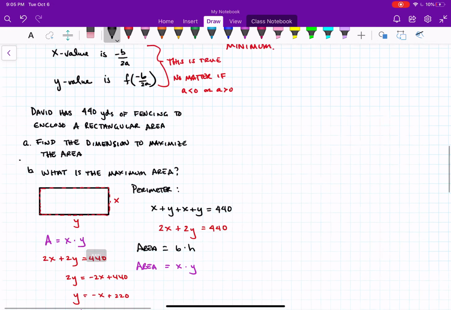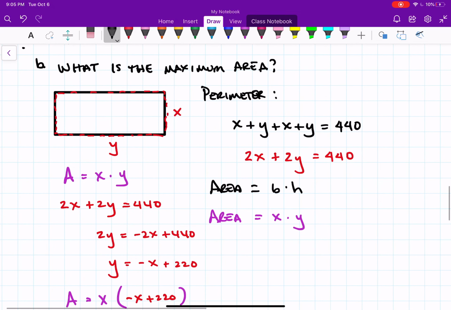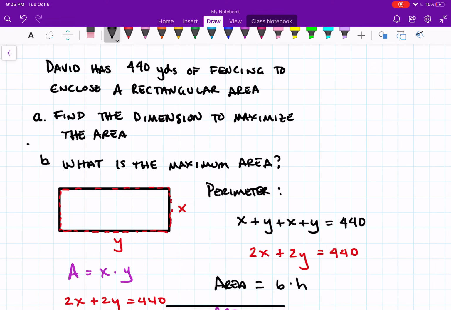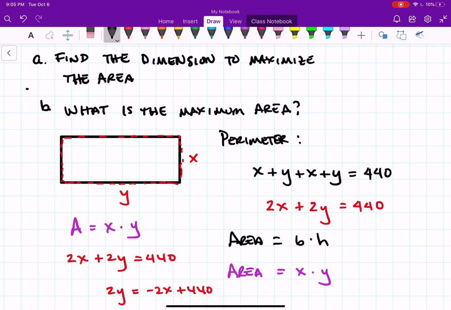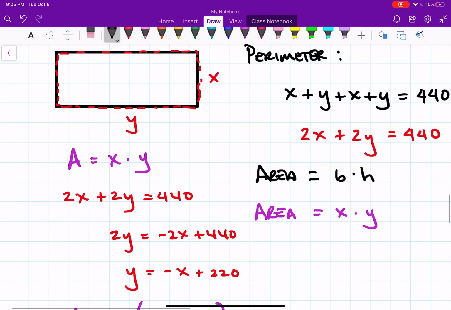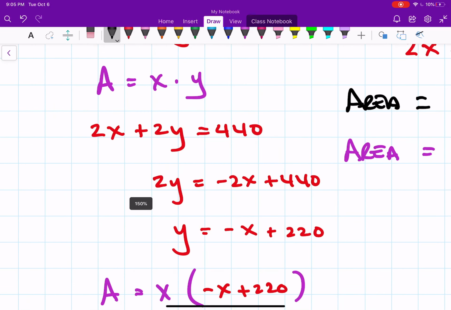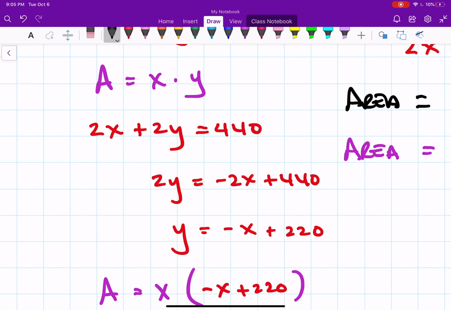Yes, it seems difficult, but again, I am just putting out information that I know, right? It gave me the length of the fence, which would enclose the rectangular area, so it's going to be the perimeter. So I'm going to write down the perimeter. It wants me to maximize area, so area has to be the so-called function that I'm talking about. So then I go, okay, what's the area of a rectangle? Base times height, which is x times y. So now I got my two equations.